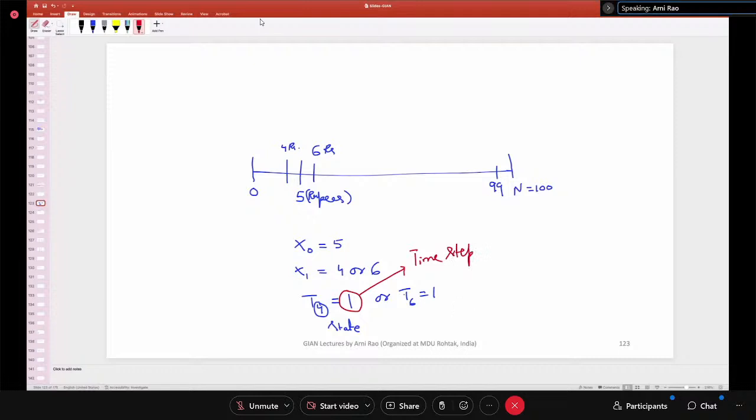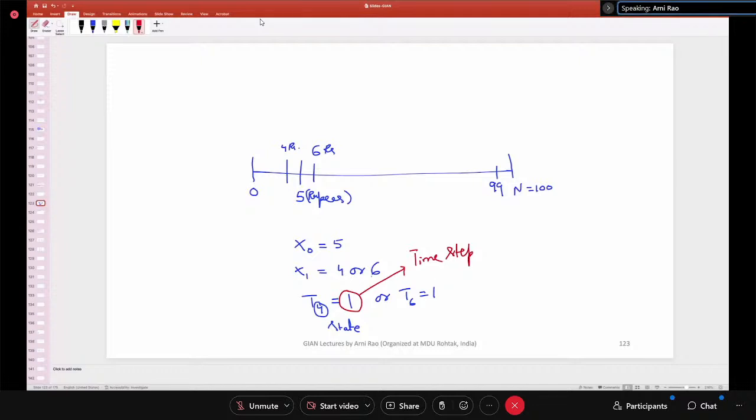Time step, this is a state. So T6 means reaching the state 6 for the first time. We're starting with 5 rupees. First time reached only; there's a possibility to reach only in the first time step.